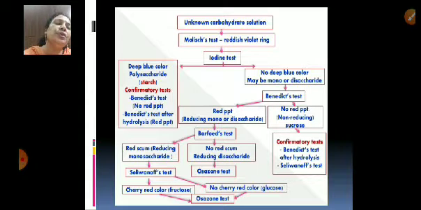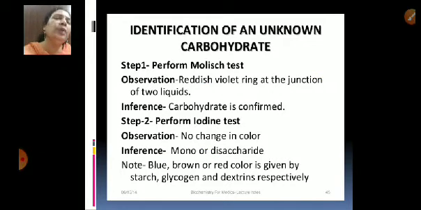Okay, students, now we are going to discuss identification of unknown carbohydrate with different sugars. So, we have earlier discussed this chart and what are the different tests that are to be performed one by one when you are given an unknown compound. We'll discuss now. First thing, the moment we get an unknown substance or a powder, we have to prepare 1% or 2% solution of that powder in distilled water, and then start.